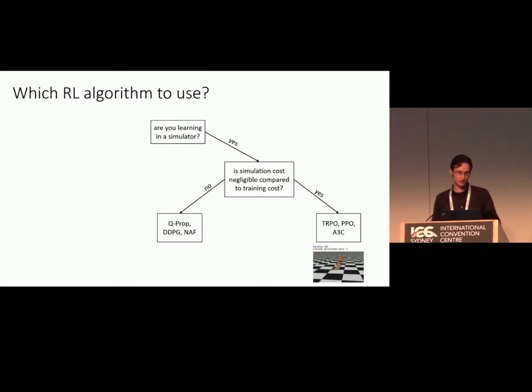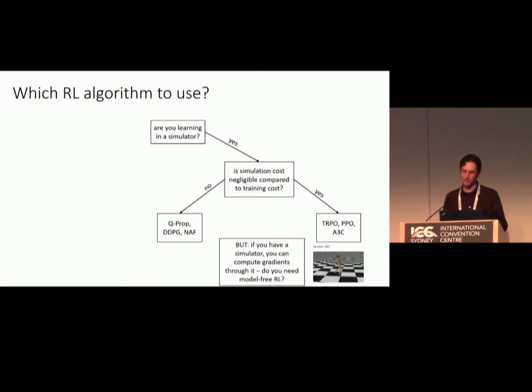If simulation cost is not negligible, then you might want to use a more efficient algorithm that actually uses a replay buffer to recycle old experience, like QProp, DDPG, or NAF. But if you have access to a simulator, another question that you should ask is, can you compute gradients through that simulator? And if so, do you really need model-free RL?